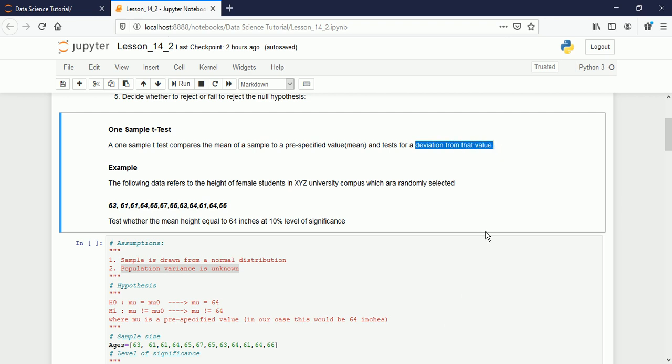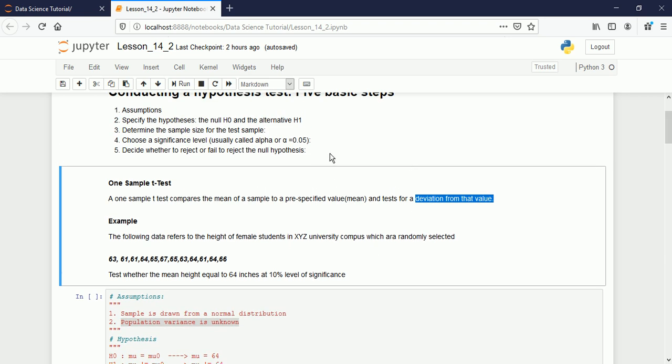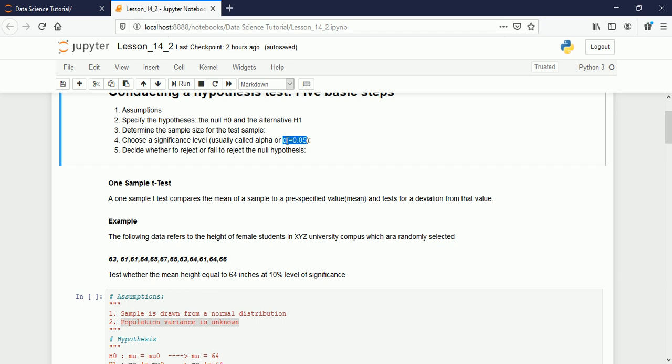If the deviation is very small, as we said here, it is compared based on the level of significance. If it is too small or less than this value, we will accept it. If it is greater than this value, then we will reject the hypothesis, right? Let's have an example here.